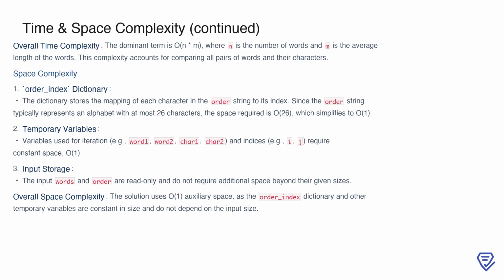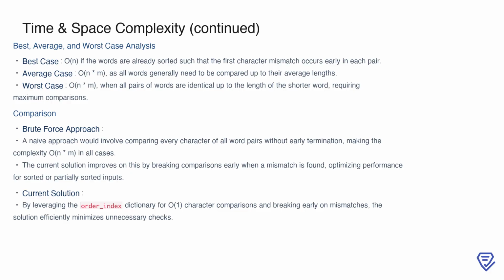When we evaluate the best, average, and worst cases, the time complexity varies slightly based on the input. In the best case, the words are already sorted, and the first character mismatch occurs early in each pair. This allows us to terminate comparisons quickly, making the complexity O(n). In the average case, we assume that all words need to be compared up to their average lengths, resulting in O(n*m).